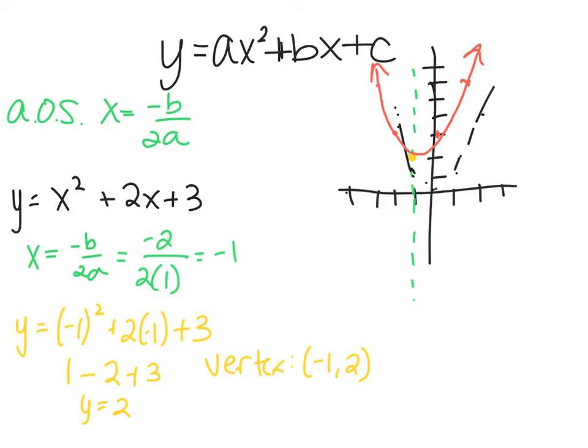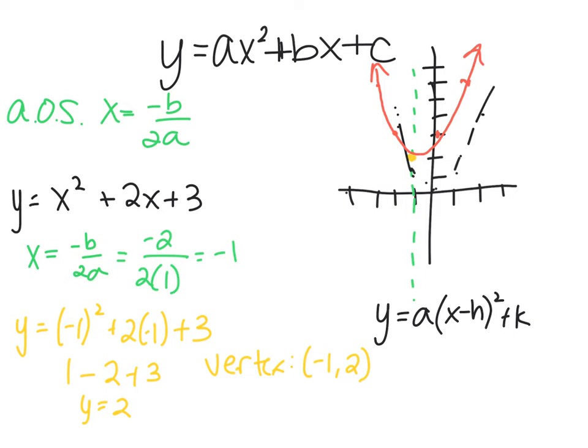Now here's the beauty of this. If I know my vertex, I could change this equation, the one that's in standard form. So this equation right here, y equals x squared plus 2x plus 3, I could change it to vertex form very easily. Watch. If I know my vertex is negative 1, 2, which is what we found, and I wanted to write it in vertex form, all I would need to do is make the substitution into y equals a times x minus h squared plus k.